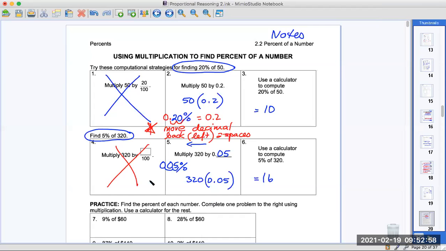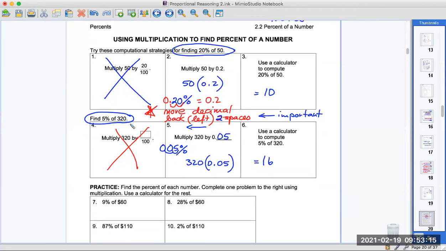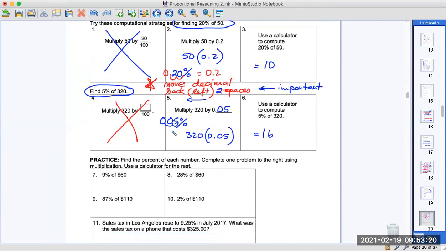So back to the left. Okay, this is the important part. So this needs to be highlighted. Important. Okay, I might give you an IXL assignment on that to practice moving decimals, changing from percent to decimal and backwards.